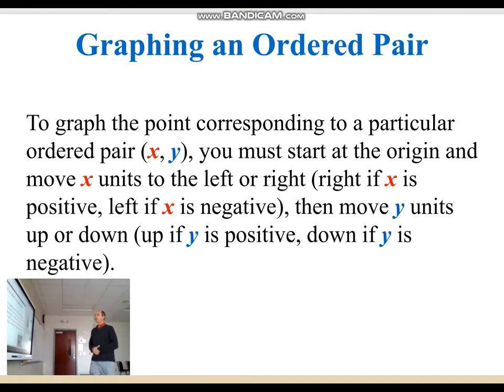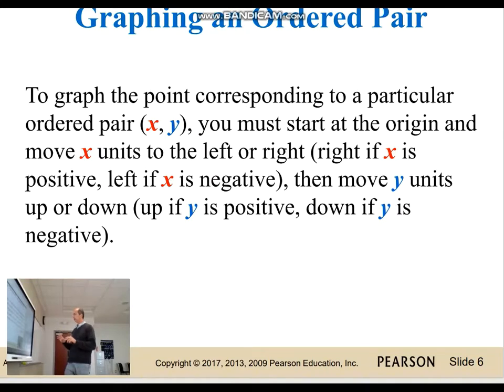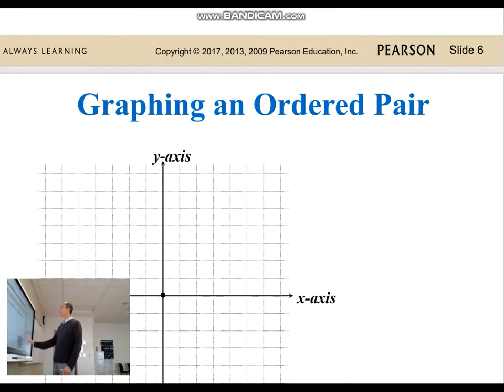To graph a point corresponding to a particular ordered pair, you must start at the origin, then you move x units to the left or to the right, depending on whether the number is negative or positive, and then you move y units up or down, depending on whether the number is positive or negative. Okay, we will practice. Let's work now on a few examples to understand how to graph ordered pairs.